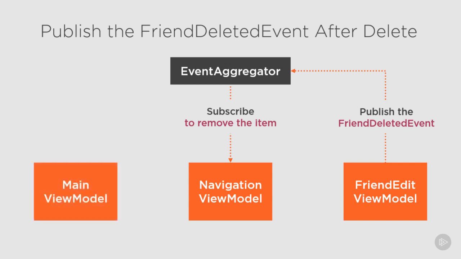In the main view model, we will also subscribe to that event to close the tab by removing the corresponding friend-edit view model from the friend-edit view model's property. Okay, that's the idea. Now let's start by defining the friend deleted event and let's publish it from the friend-edit view model.